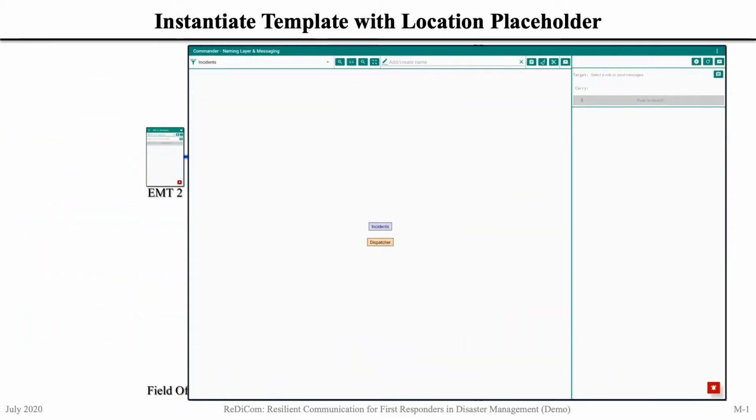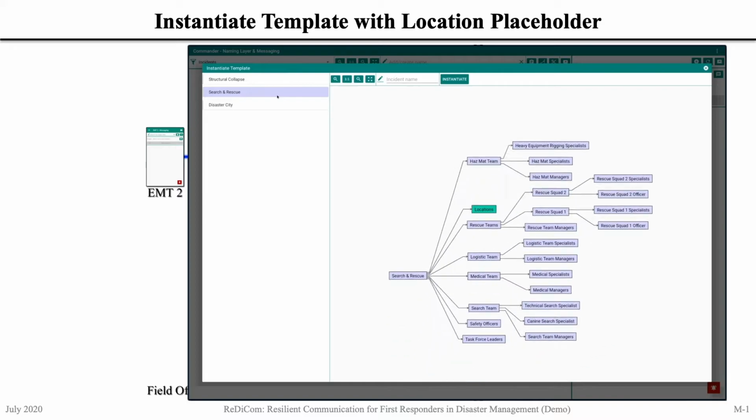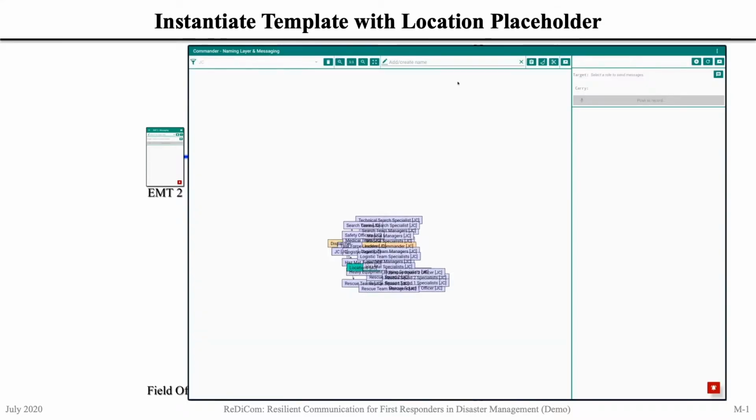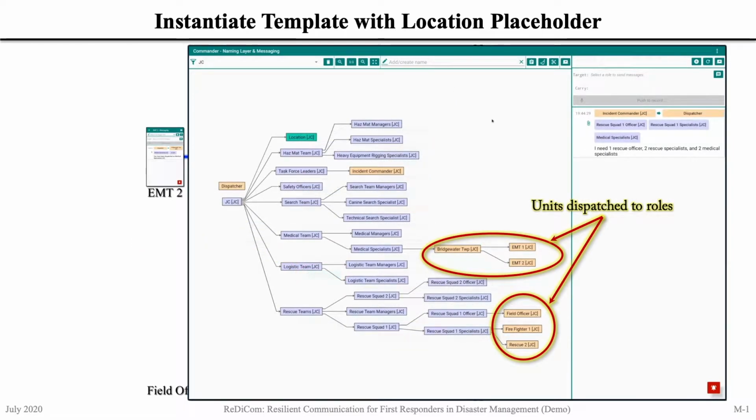When creating an incident, we have now added a location placeholder in each pre-plan. The location-based names are shown in the green color. When the pre-plan is instantiated, the location placeholder is also added to the namespace. Now let's assume that the dispatcher has dispatched several units for the incident commander. Please refer to our presentation video for the detailed dispatching process.